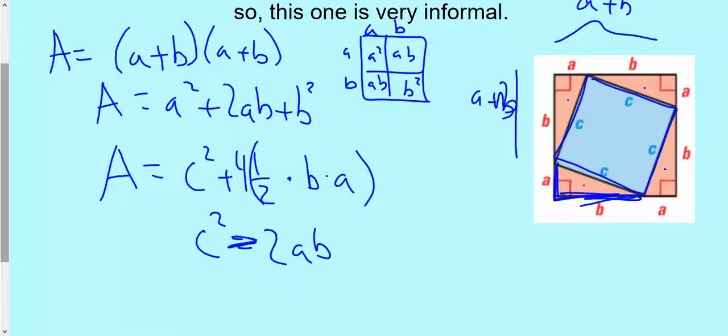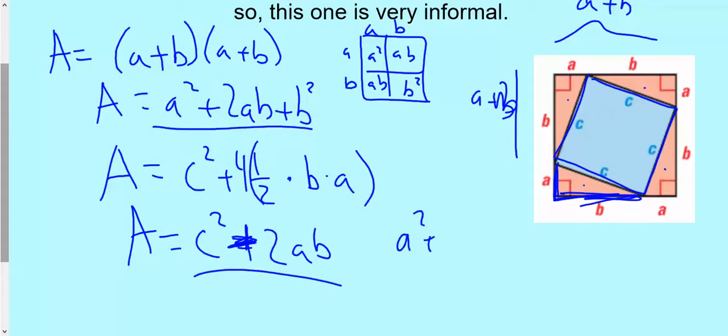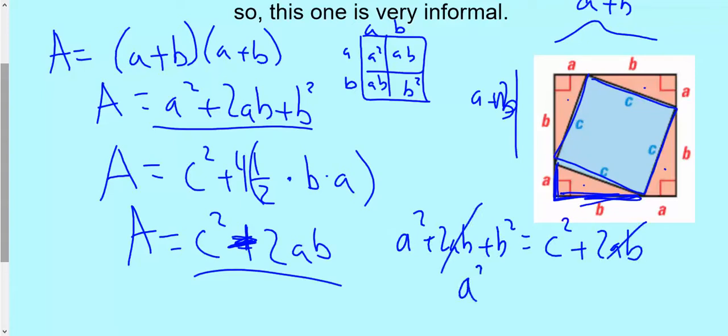Oops, it's a plus. Now they're both equal to the area. These two things are equal, so I'm going to set them equal to each other. A squared plus 2ab plus b squared is equal to c squared plus 2ab. And you're going to notice that the 2ab is on both sides. And you have a squared plus b squared equals c squared. So there you go.